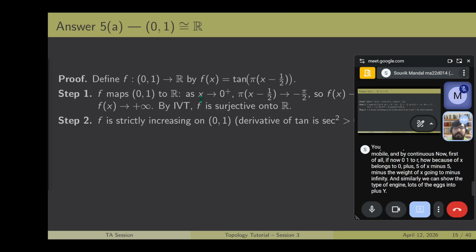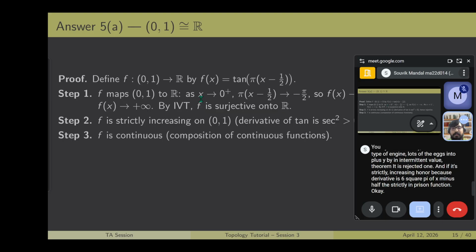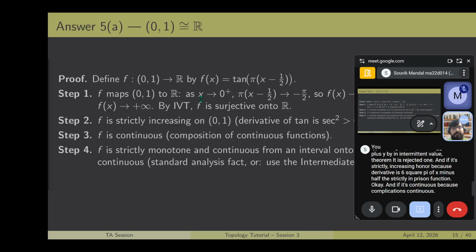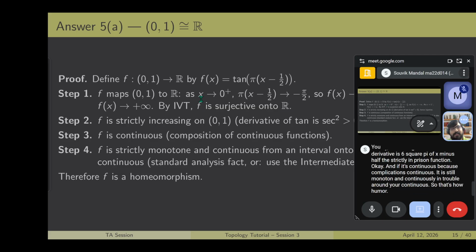So by the intermediate value theorem, f is surjective onto R. It's strictly increasing, because the derivative is pi times sec square of pi times (x minus half), which is positive, so it is a strictly increasing function. And it's continuous because a composite of continuous functions is continuous. Since it's strictly monotone and continuous from an interval onto an interval, f is a homeomorphism.